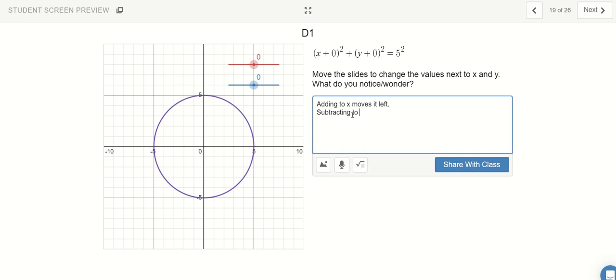Subtracting to x moves it right. Adding to y moves it down. And subtracting to y moves it up. So everything's kind of backwards from what we normally think, right? We usually think positive is over here and positive is up here, but it's going to be backwards. Positive moves left, negative moves right. Positive moves down, negative moves up.